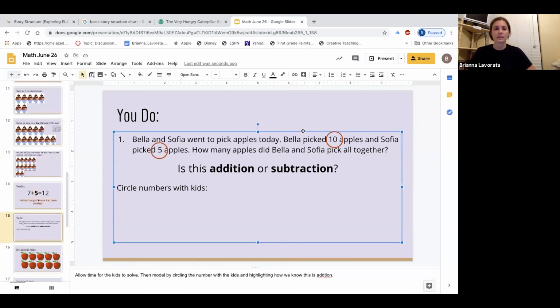So think about this one. Bella picked 10 apples. Sophia picked 5 apples. How many apples did Bella and Sophia pick all together?